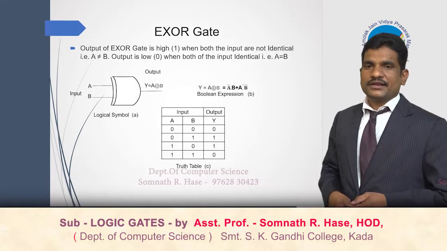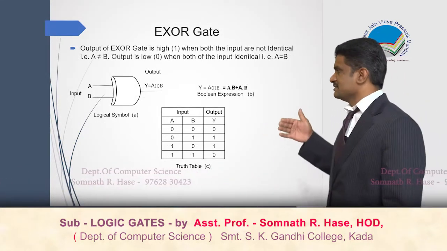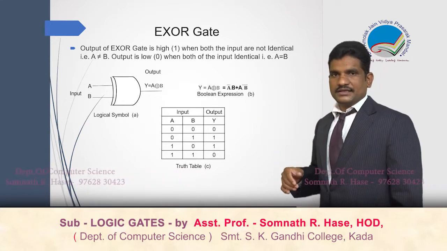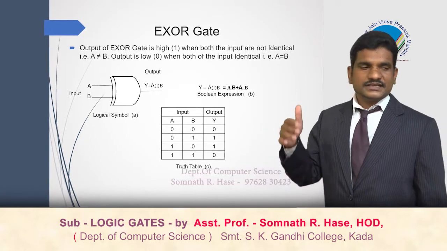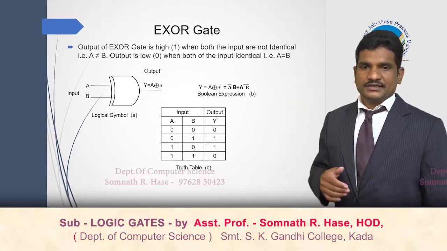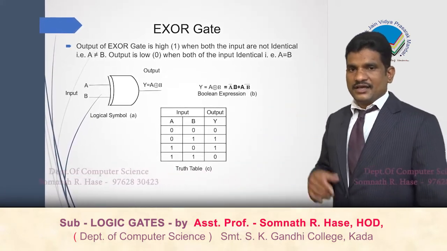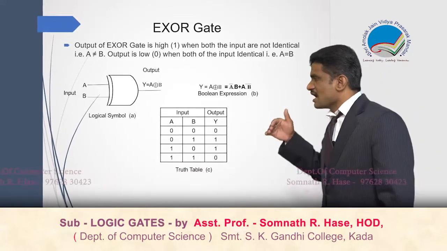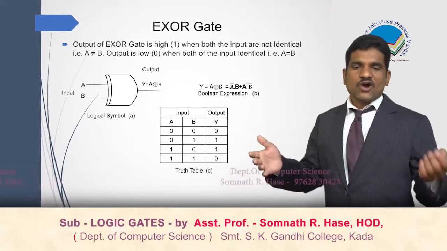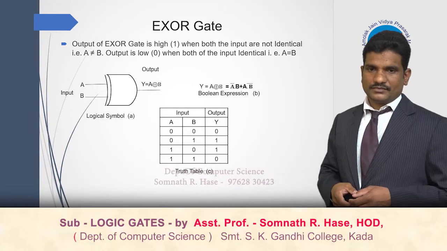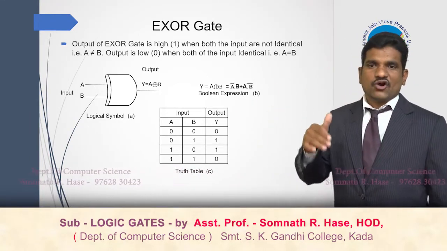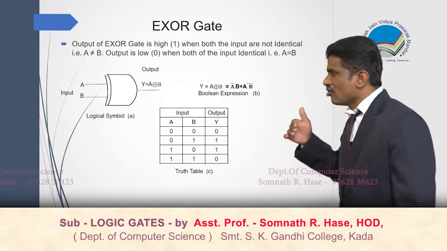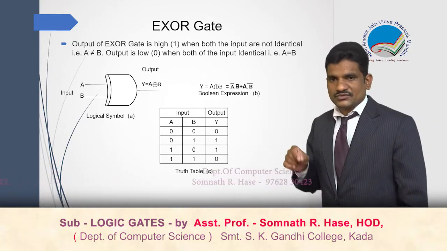Next, after the NOR gate, the second last gate is the EX OR gate. EX stands for exclusive OR gate. This gate states that when both the inputs are identical, then the output is 0. In all other cases, the output is 1.